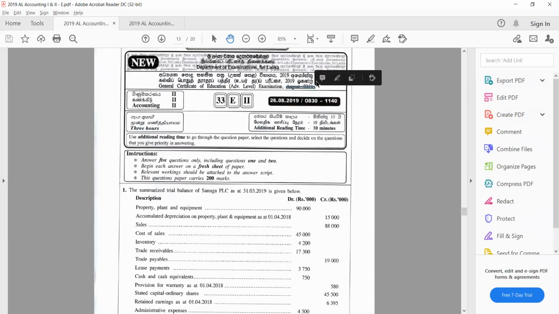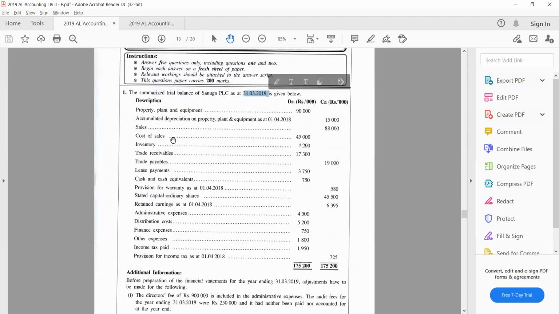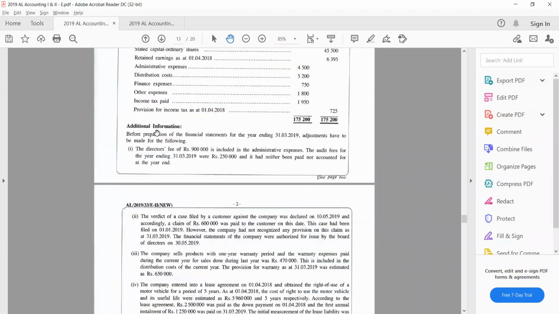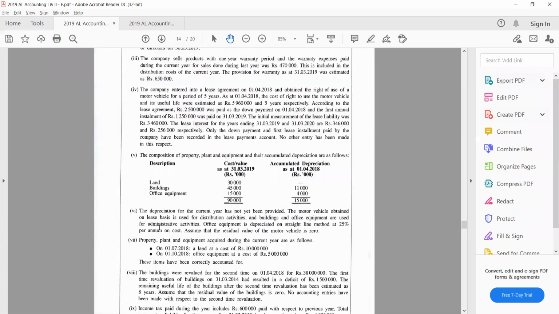2019. Question number 1 on company final accounts. So here we have Sanuga PLC, 31st March 2019. There is a trial balance and additional information. There are 10 additional information.